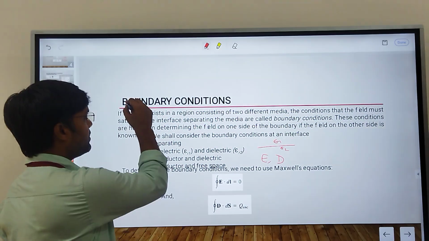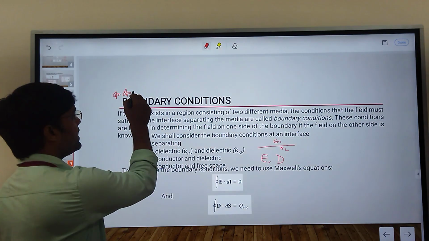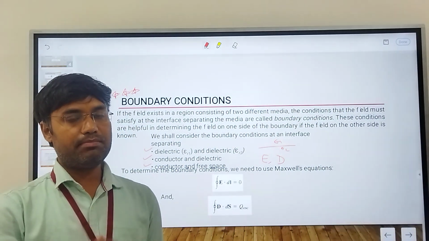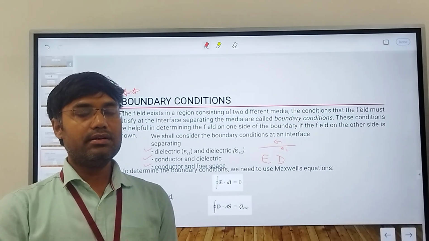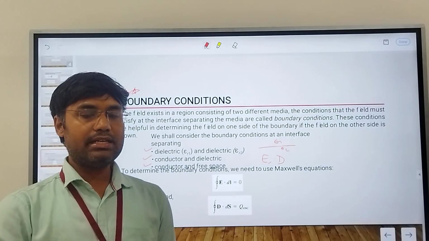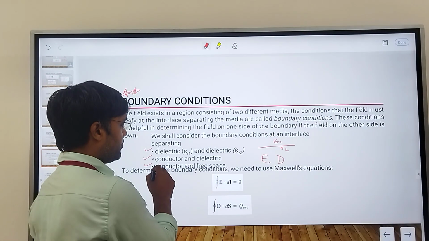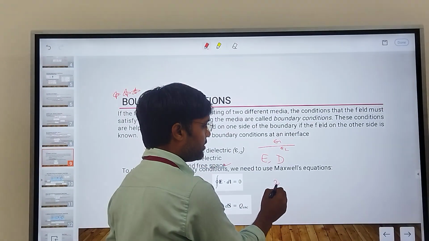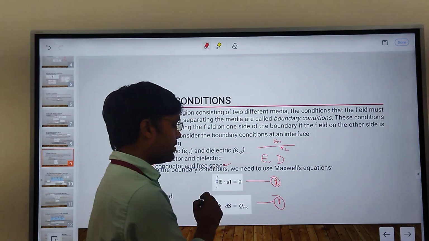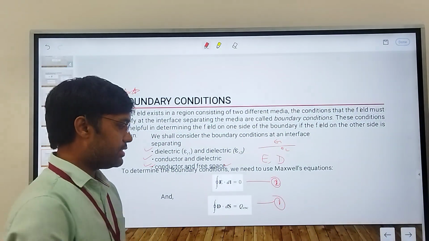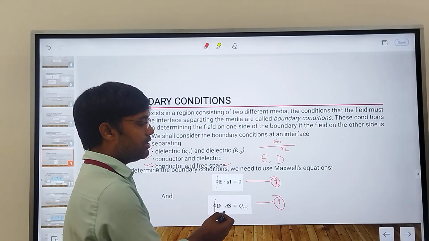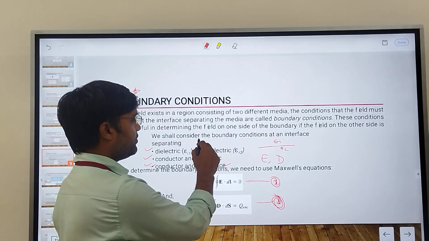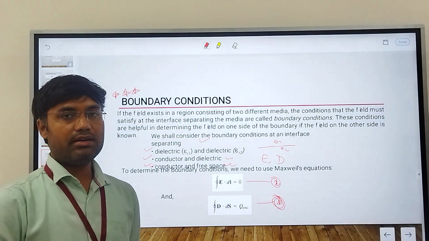So that's why we use boundary conditions, to get the value of electric field intensity and electric flux density at the boundary, if there are two similar materials, two dissimilar materials, or one side is conducting and one side is free space. We will use two Maxwell equations: the cyclic integral of E dot dl equal to 0, and the second equation, D dot ds equal to charge enclosed. Using these two Maxwell equations, we will get the expressions for these three boundary value problems.